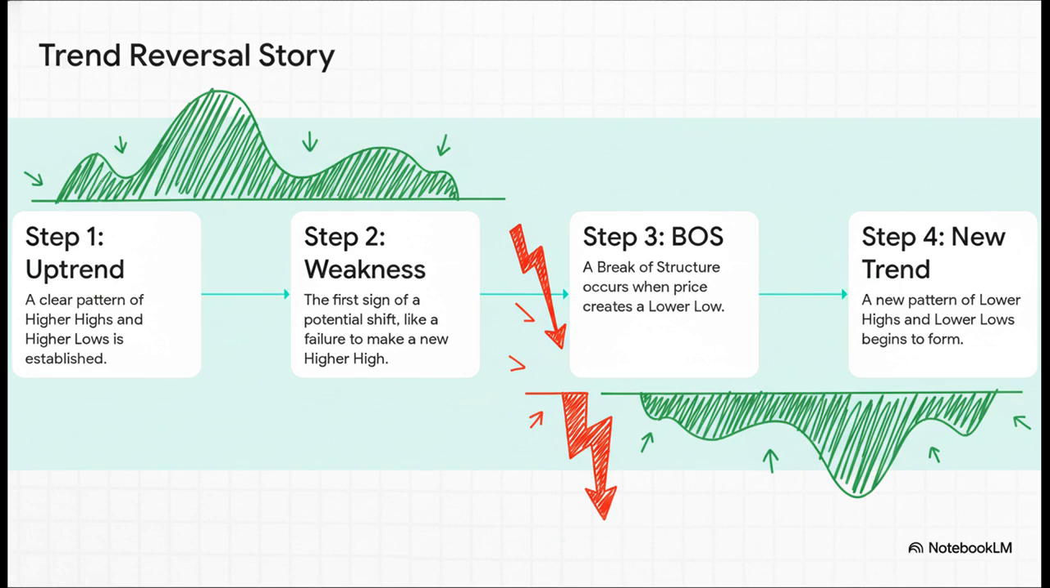It starts with a nice, healthy uptrend, right? That's step one. Then, in step two, you see the momentum starting to fade. The price just can't quite push up to make a new high. But the big moment, the climax of this whole story, is step three, the break of structure, or BOS. This is where the price smashes through the old pattern by making a lower low. That's your signal. The old trend is probably over, and a brand new one might be starting.